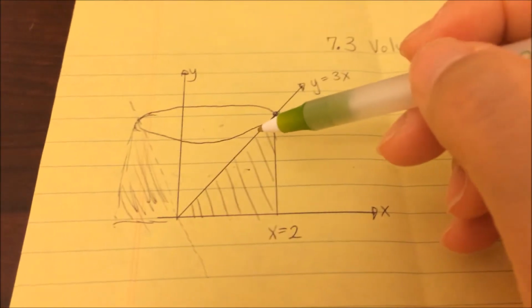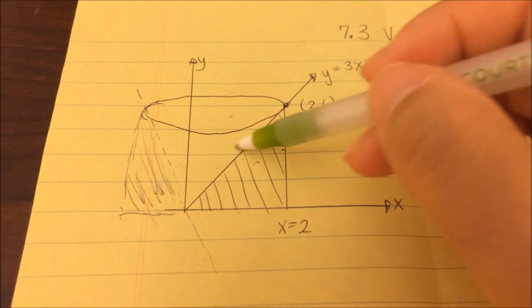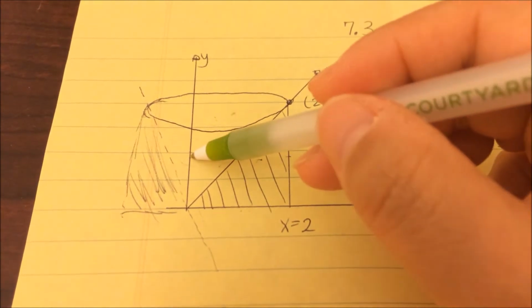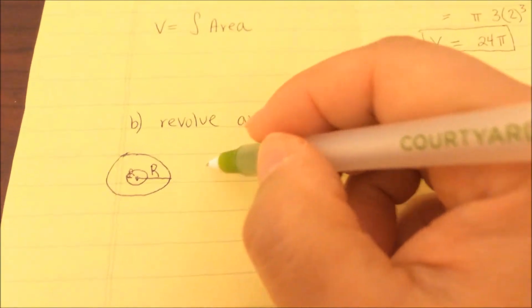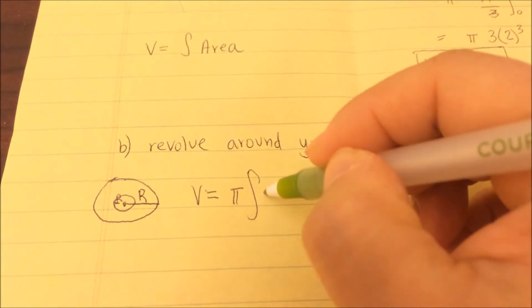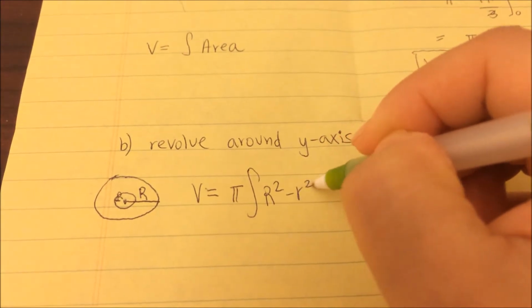We're doing the same thing for this one. We're going to get the area of all of this, and then we're going to take away the hole right there. So in this case, our washer formula is going to be volume equals pi times big R squared minus the little r squared, dr.